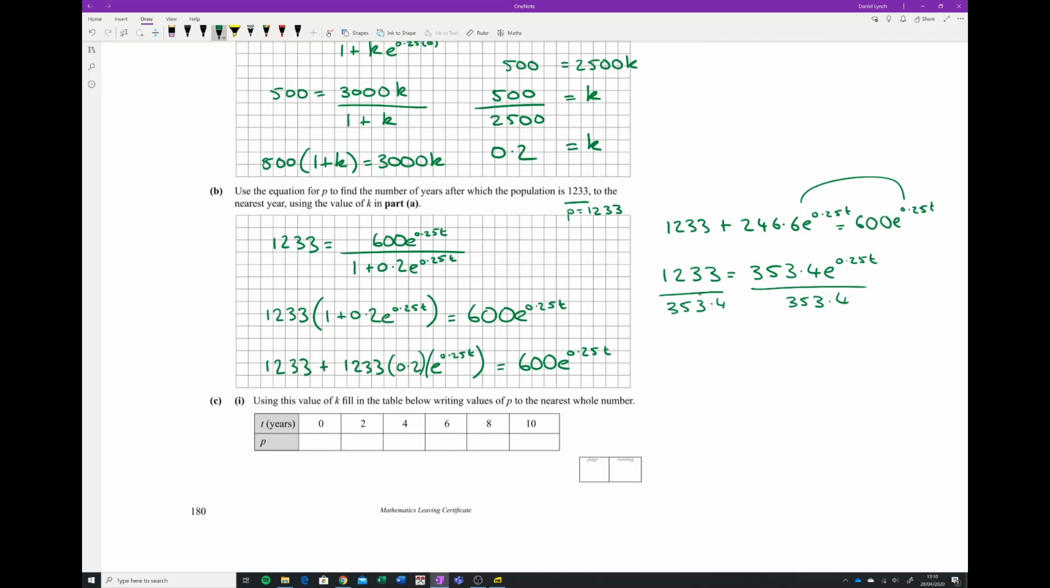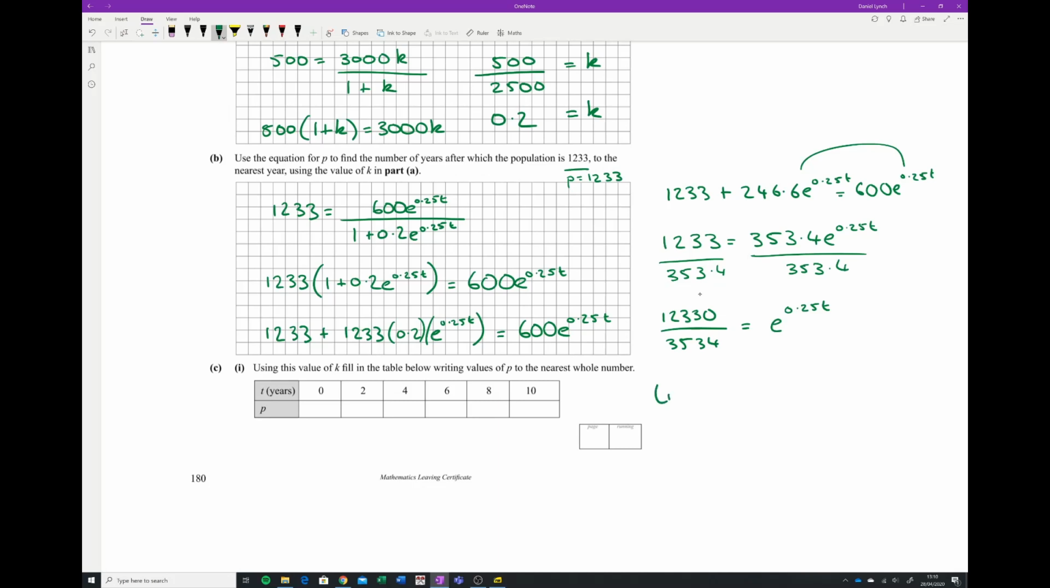So what to do here? I suppose what we could do is we could say it's 12330, multiplying top and bottom by 10, just to write it a little bit nicer. And this thing is just e to the 0.25t. What we want to do now is we want to do ln of both sides. So I'm going to take the natural log of this side. So 12330 divided by 3534. Yeah, on my calculator that says 2055589. You don't really have to change it.